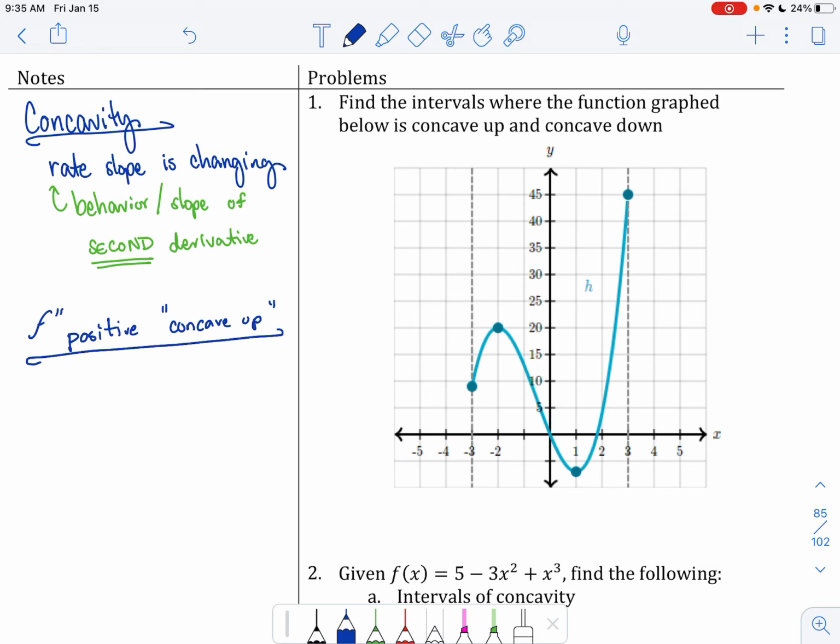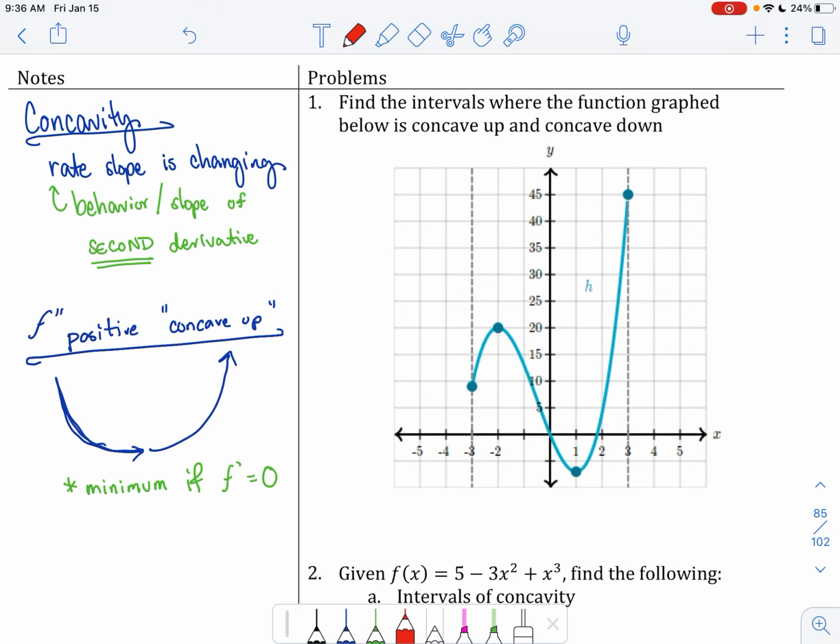And what it looks like is sort of like a cup facing upward. So either it's coming down like this, or it's going up like that. And what you'll notice is that if you have something that's concave up, you're going to have a minimum if you have a critical point there. So this is something that's just helpful to know. Concave up forms a cup shape like this.